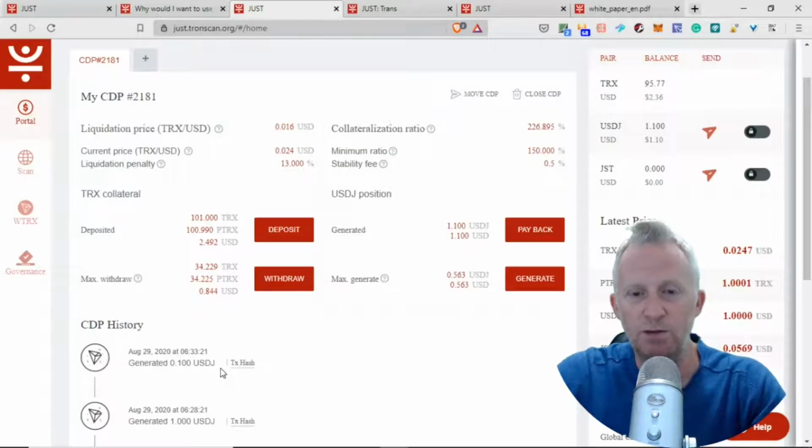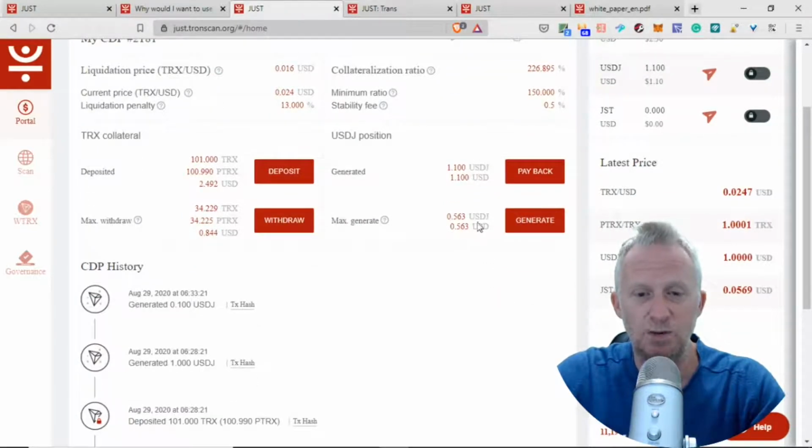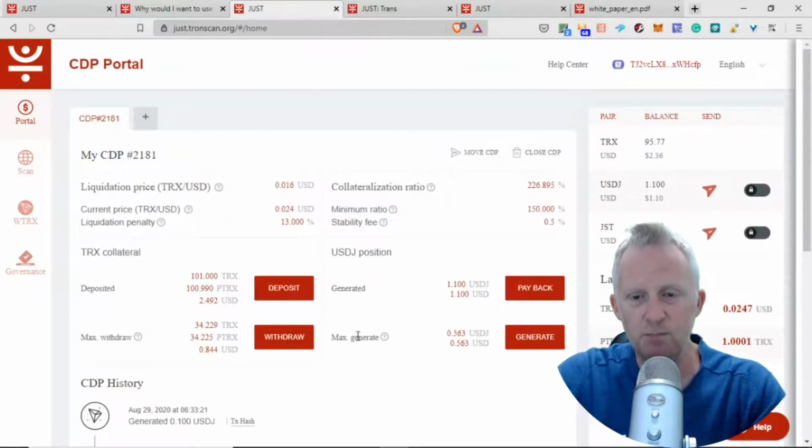So as you can see, as well, one other great feature, I can withdraw Tron if I want. Max withdraw, I can generate some TRX, but with the ratio I can withdraw TRX. I can withdraw 0.84 USD or $35.29. It's pretty cool, huh? So I generated 0.563 USDG. So basically, I generate a CDP, and I can use the money generated here, and I can do other things with it. Pretty cool, isn't it?